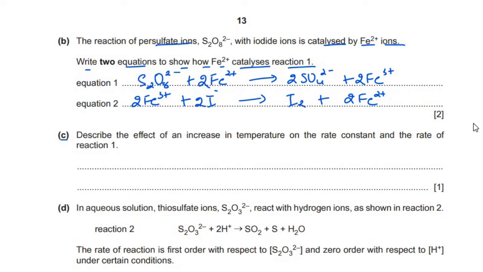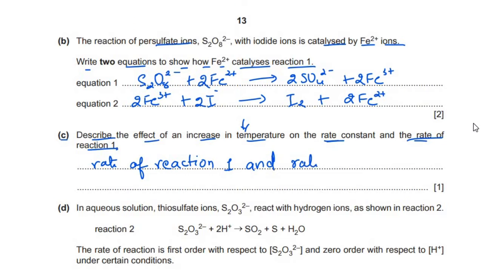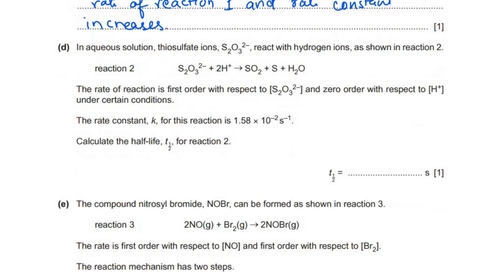Okay, let's go ahead with the next part where it says describe the effect of an increase in temperature on the rate constant and rate of reaction 1. Now we already know that an increase in the temperature always increases the rate, and if the rate is increased, the rate constant will also increase. So we can directly write that the rate of reaction 1 and rate constant increase with increase in temperature. So this is how we can explain it. Let's go ahead with the next part.